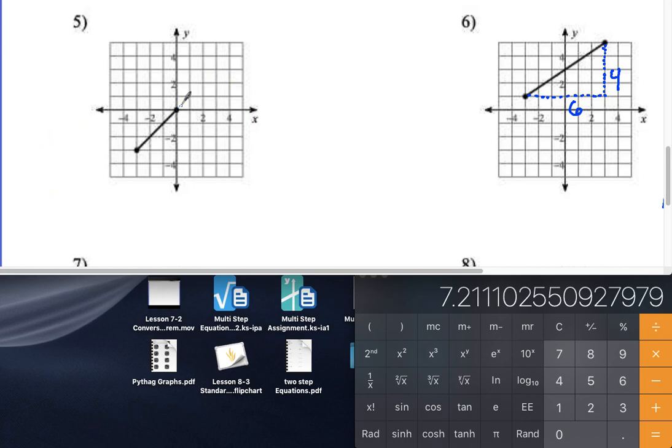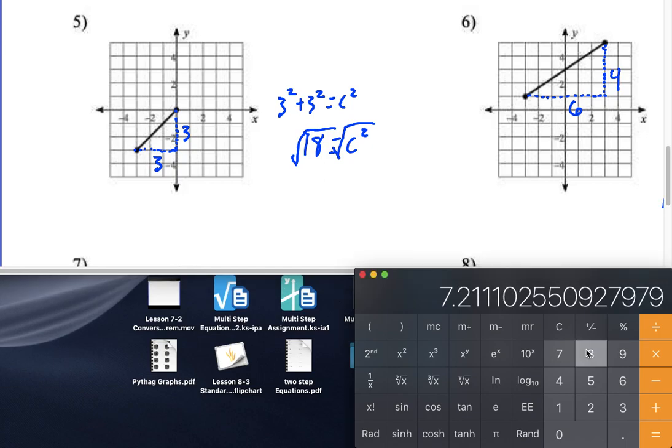Alrighty, let's do number 5. There's my line. That would be 1, 2, 3, and then 1, 2, 3. So 3 squared plus 3 squared equals c squared. That would be 9 plus 9 is 18. The square root of 18 is 4.2.